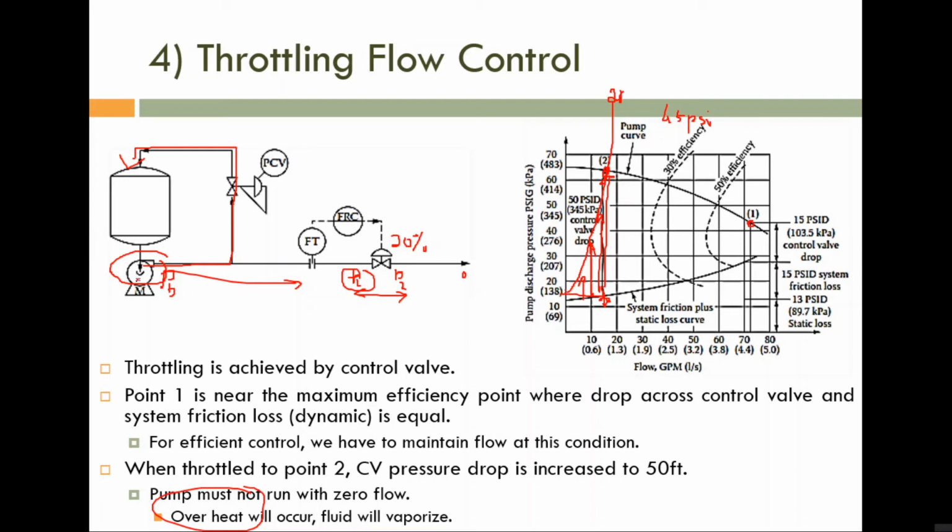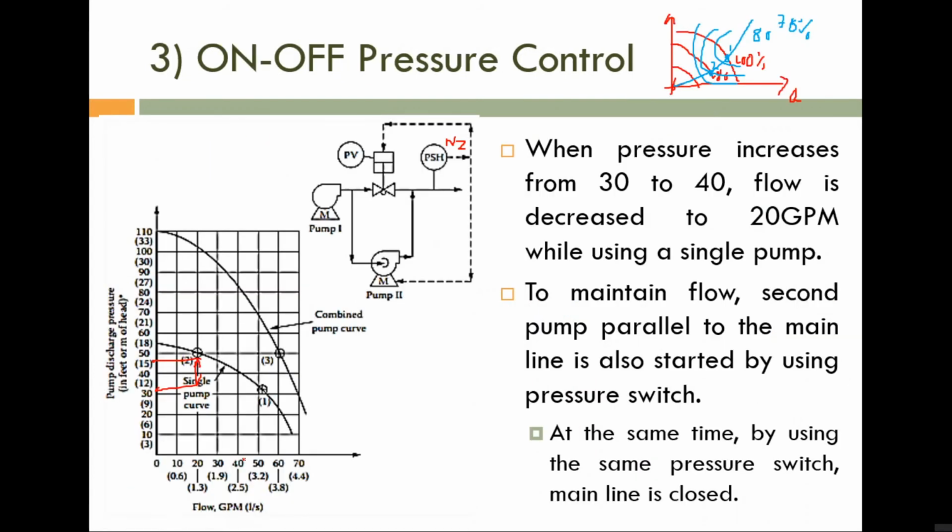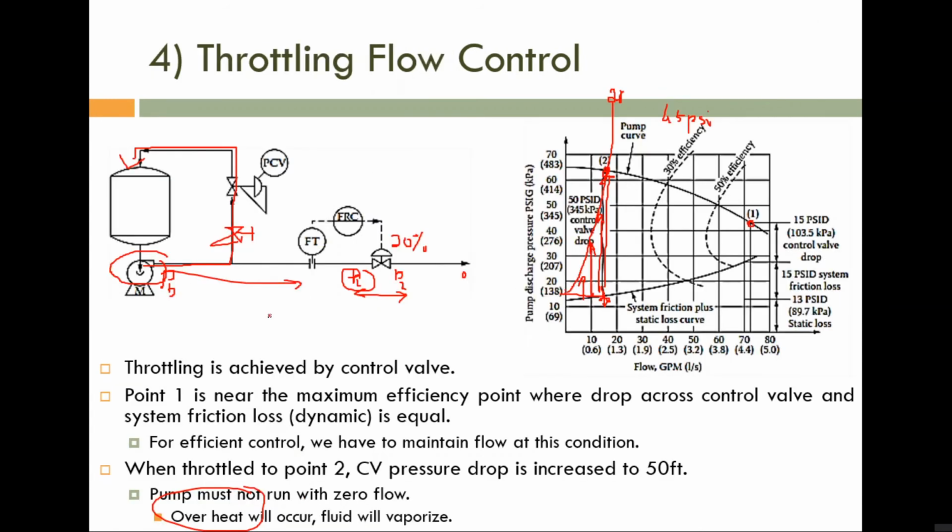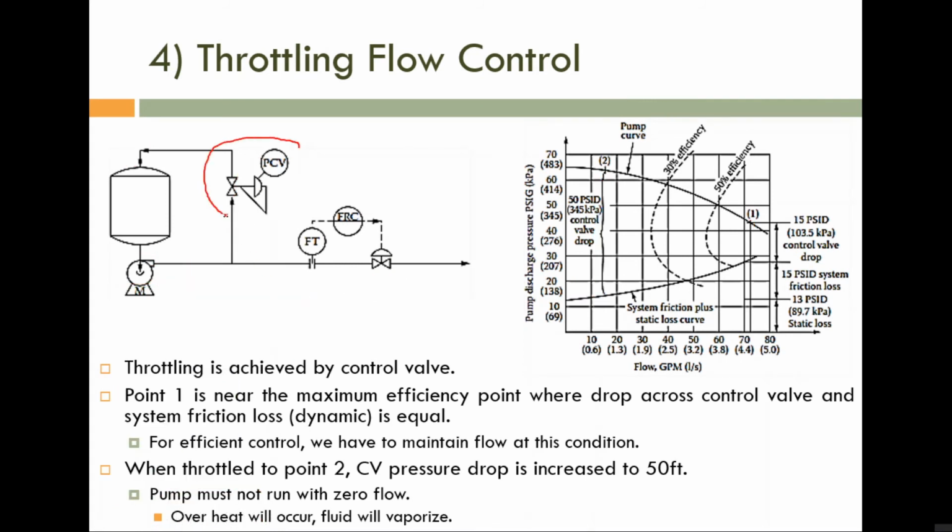Normally, if it is a small scale application, a small portion is recirculated through a hand valve. If it is a large scale continuous application, then instead of a hand valve, you can see a back pressure regulator.